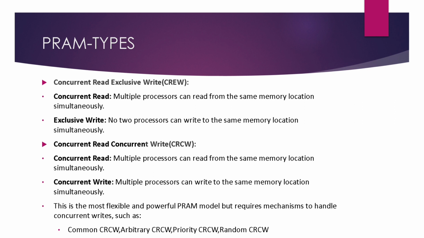The mechanisms to handle concurrent writes are common CRCW, arbitrary CRCW, priority CRCW, and random CRCW. Common CRCW means all processors attempting to write to the same location must write the same value. Next is arbitrary CRCW. Here one of the processors is allowed to write, which is chosen arbitrarily. Next, priority CRCW. It means processors have priorities and the processor with the highest priority writes. Next, random CRCW. It means one of the processors is chosen at random to write.